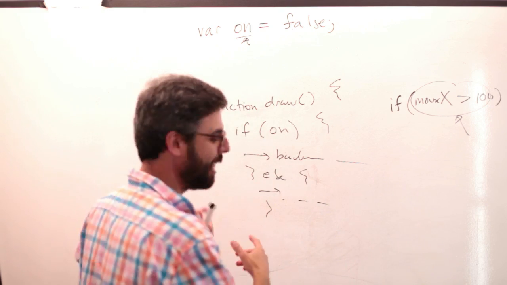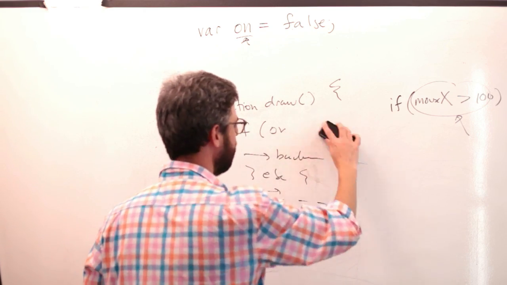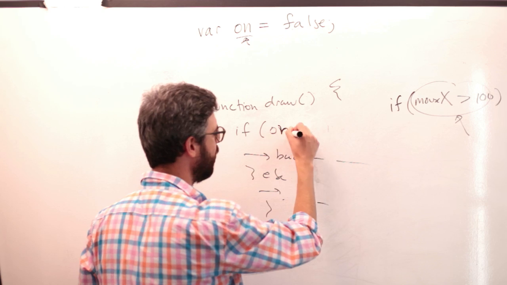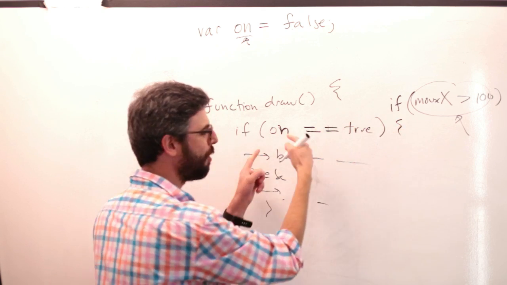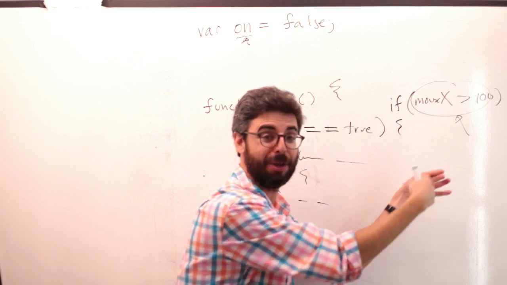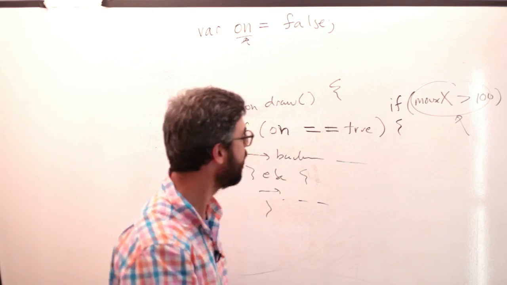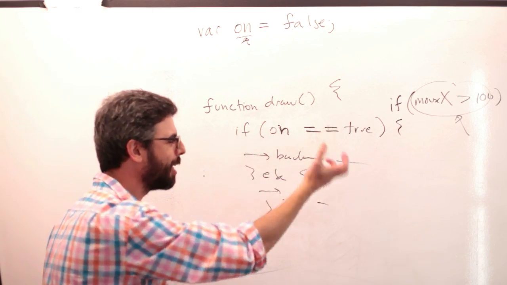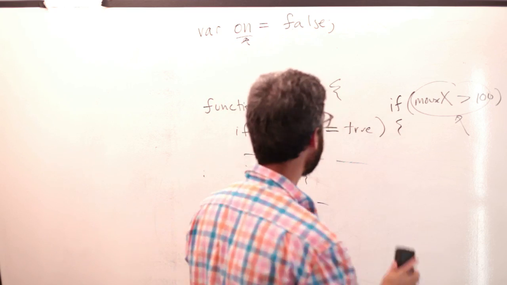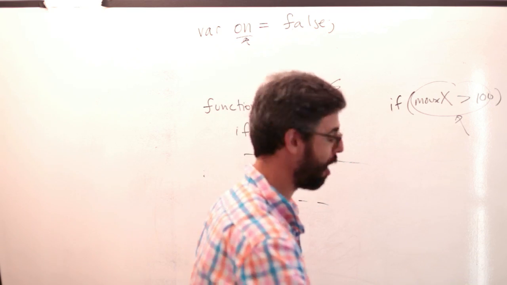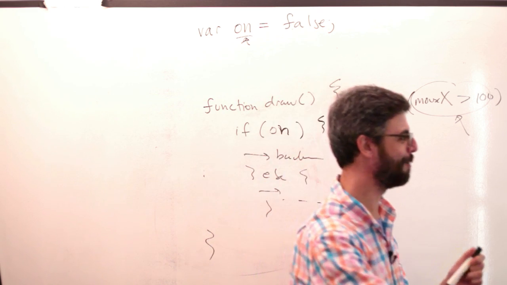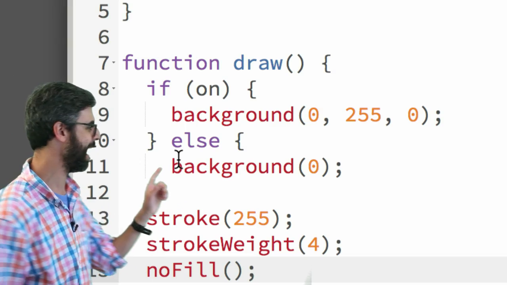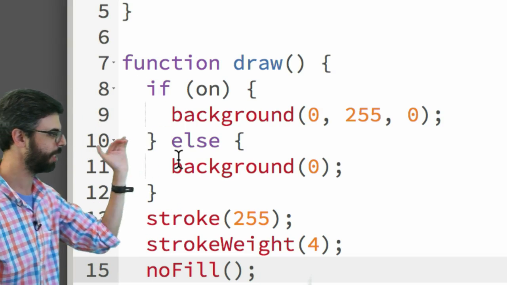You could technically say if on equals true, and this would be the same thing, like if on has the value true, but this is redundant. So this might actually help you to think about it, because this is really what's going on. But code-wise, it's a little bit shorter to just write if on and then open curly bracket. Okay? So now I'm coming back over here, and we see that now, if on, green, otherwise black.